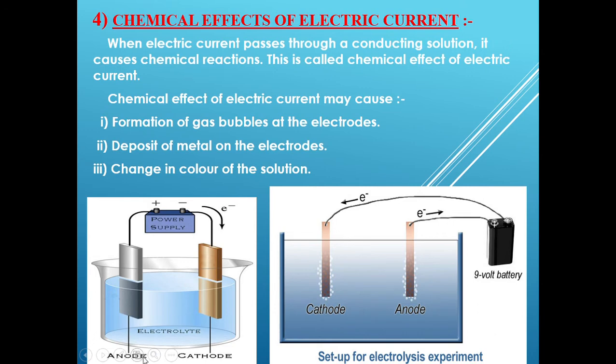So here you can see that there is a cell, there is a power supply here, and the one metal rod which is dipped here, which is connected to the positive terminal, it is called anode, and the one which is connected to the negative terminal of the battery or the power supply is called cathode. And here you have got the solution which is called electrolyte, and these two, anode and cathode, are called electrodes.